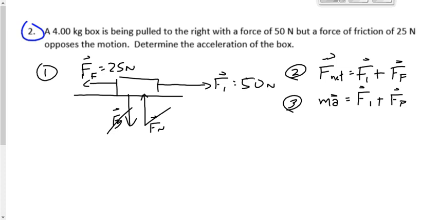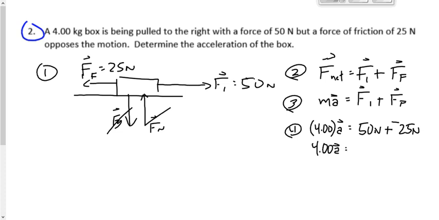And now step 4, just sub our numbers in here. M is 4.00 kilograms. A is what we're looking for here. F1 is 50 newtons. And F2 is 25 newtons? Negative 25. Good. Negative 25 because it's opposite direction, to the left. We didn't worry about it until now, but now's the time. 50 minus 25 is 25 newtons. 25 divided by 4, we get 6.25.